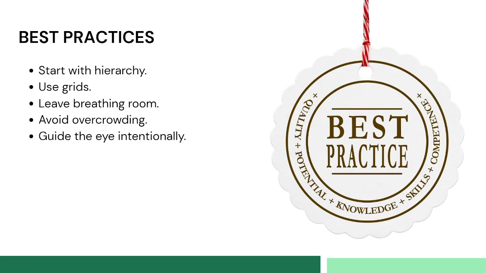And there are best practices for what we have been discussing so far for layout and composition. Number one is start with hierarchy. Use grids. Leave breathing room. Avoid overcrowding, and guide the eye intentionally. Start with hierarchy: ensure that the visual elements in your design are placed in the order of importance you want them to appear. In terms of grids, make sure you use grids so that your design elements are properly aligned.